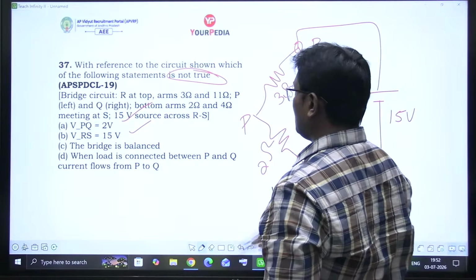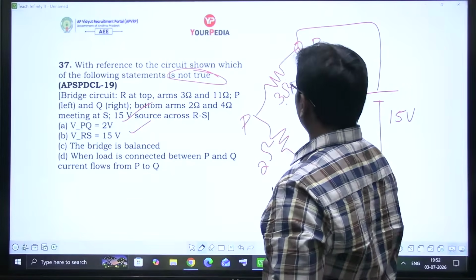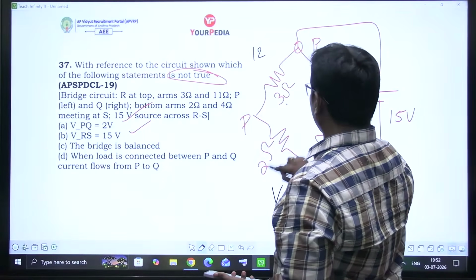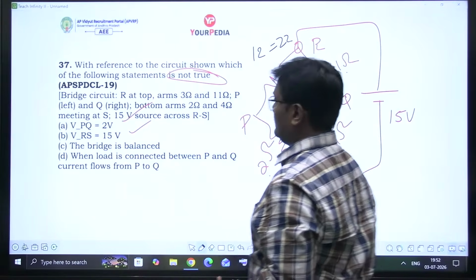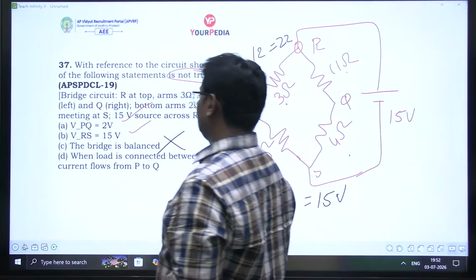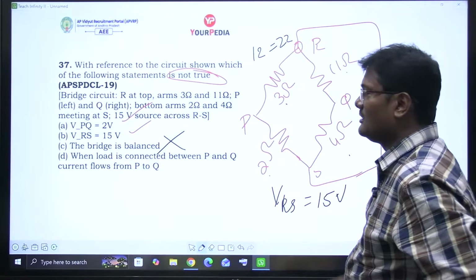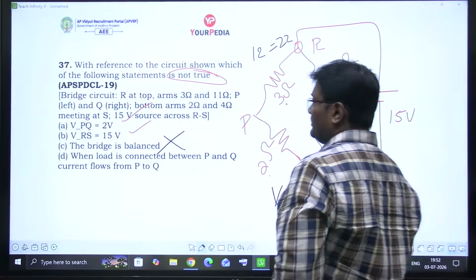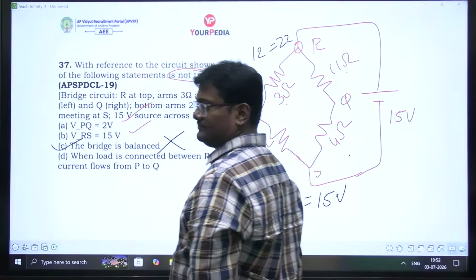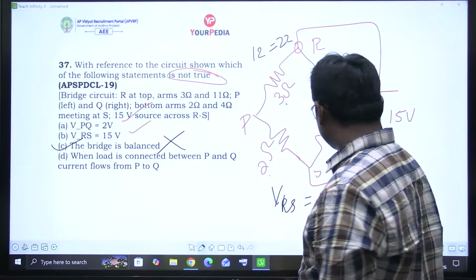And the bridge is balanced. 3 into 4 is 12. 11 into 2, 22. Not balanced. Okay. It is not balanced. That means your answer is C. Your answer is C.